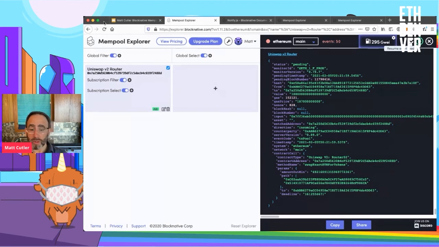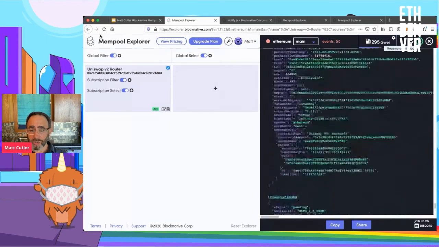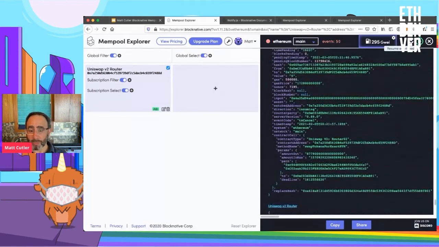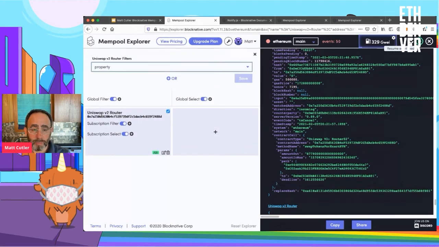Now, something worth noting here, we actually decode the ABI on the fly. Using Mempool Explorer, you can actually upload custom ABIs. So again, that's something that helps work with this data. We'll talk about that in a second, but Uniswap is one of the ones that we support out of the box. Now, this fire hose can be overwhelming, and so what we want to do is filter it down. And so what we allow is the ability to filter on pretty much any aspect of the payload.